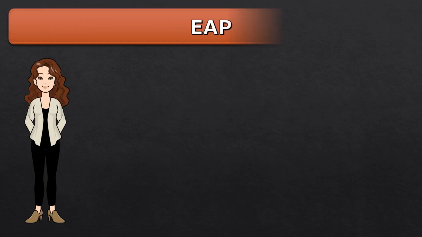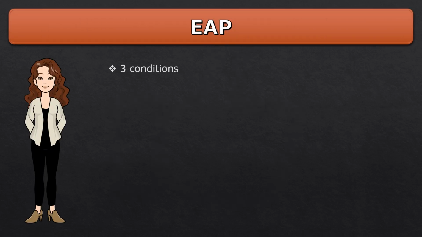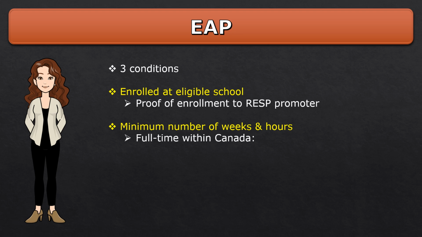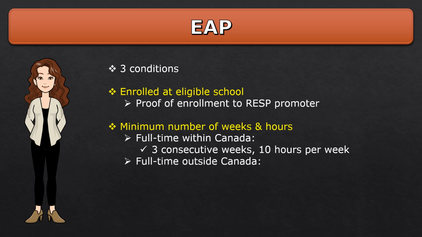The beneficiary must meet 3 conditions in order to receive EAPs. First, they must be enrolled to study at an eligible school, a list of which is available on the CRA's website. Proof of enrollment will need to be provided to the RESP promoter. Second, the program or course must last a minimum number of weeks and hours. Full-time programs within Canada must last at least 3 consecutive weeks, with a minimum of 10 hours of instruction or work per week. Full-time programs outside Canada must last at least 13 consecutive weeks, or 3 weeks if it's a university program.